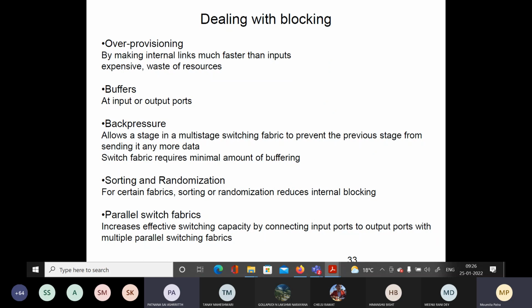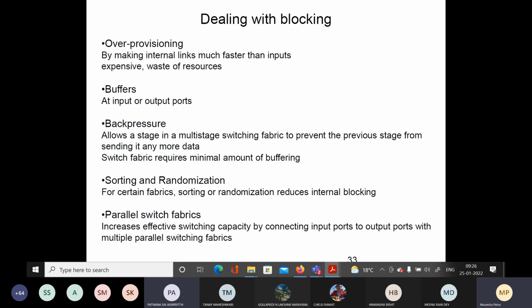Then we have the other one, that is if you do not want to drop a packet, you can simply buffer it, and therefore we would need buffers at input and output ports. We have already seen in our basic diagram of routers that we do have buffers at the inputs as well as outputs. There's another way of dealing with blocking, and that is back pressure.